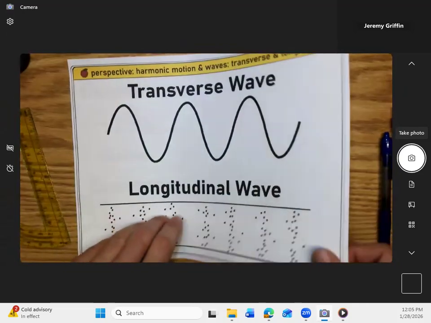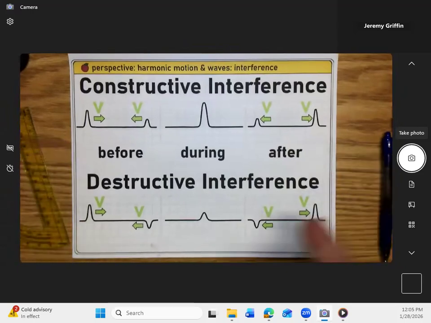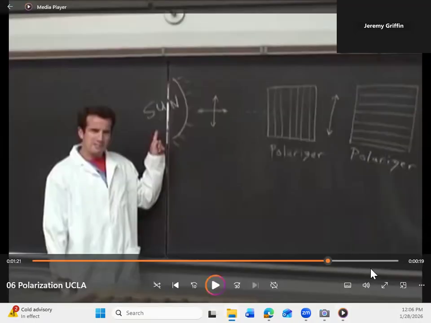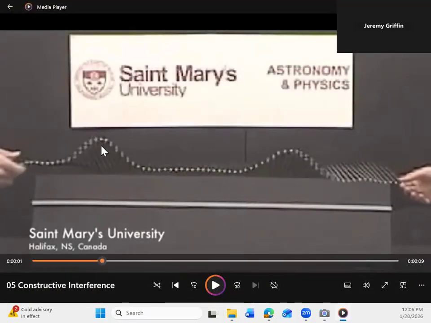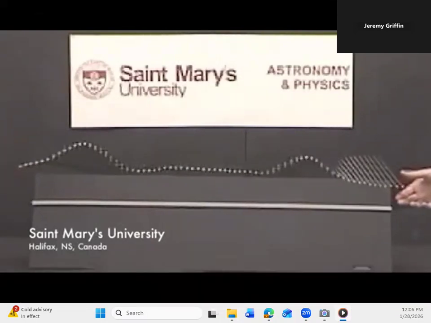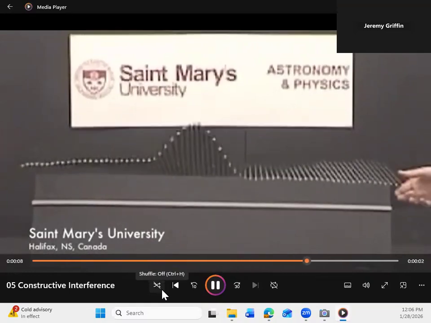Alright, so what else we got here? Ooh, let's do interference. So you guys see wave pulses? Now, that's a good picture, but it's better to see these in motion. So I pull these in motion here. Constructive interference. You guys see those two wave pulses? Let's call it 10 centimeters and 10 centimeters amplitude. Guess what happens when the 10 and the 10 cross? Whoa! Made 20. 10 and 10 is 20? Yeah. And they do pass right through each other.